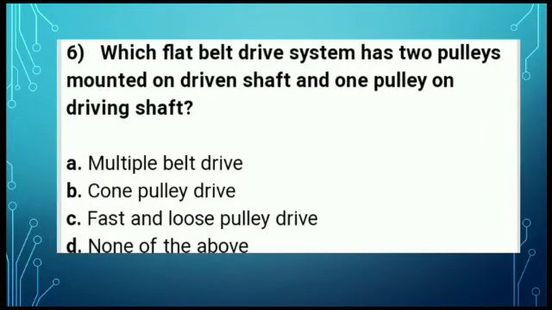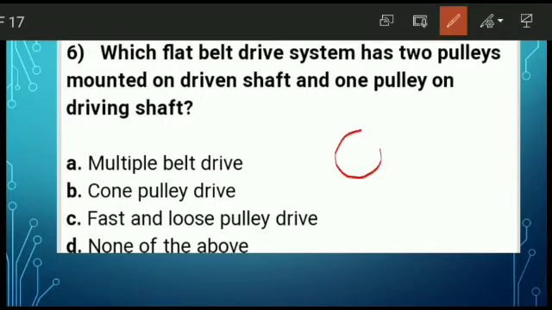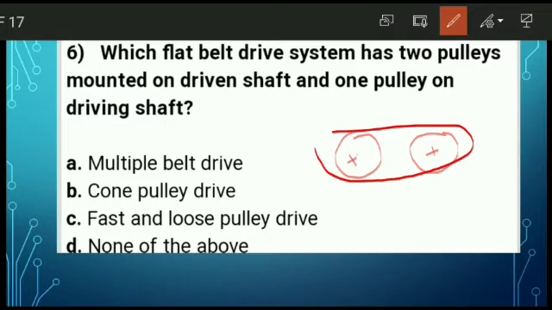Next, question number 6. Which flat belt drive system has two pulleys mounted on the driven shaft and one pulley on the driving shaft? So the question is about a two pulley system. One is mounted on the driven shaft and another on the driver shaft, and there is a belt. This type of pulley drive is called fast and loose pulley. So option C is the right answer.